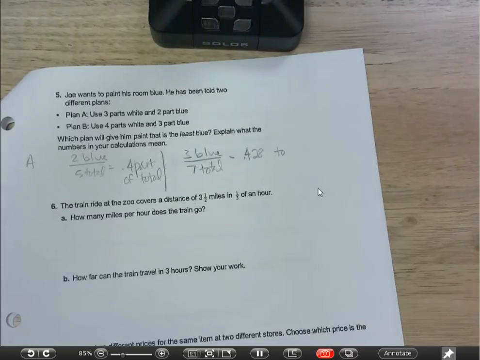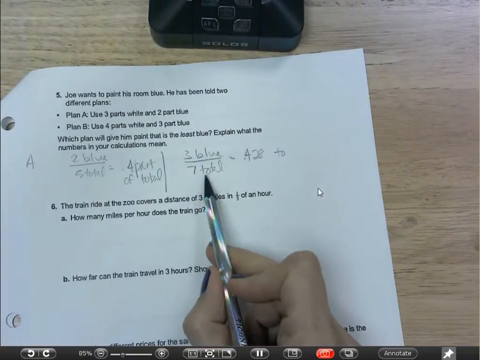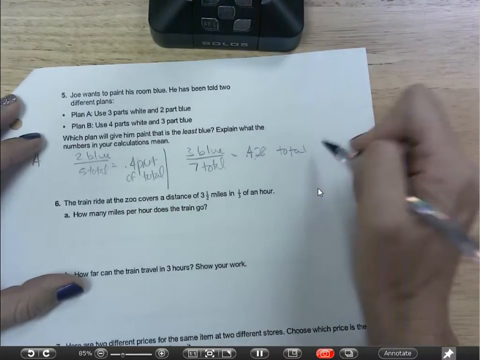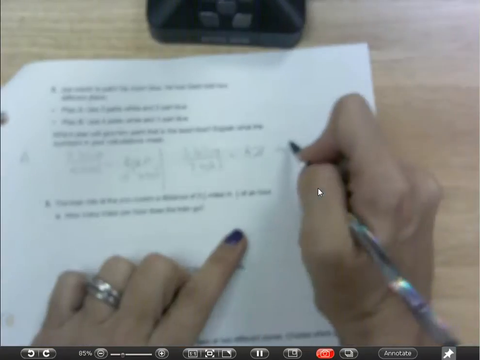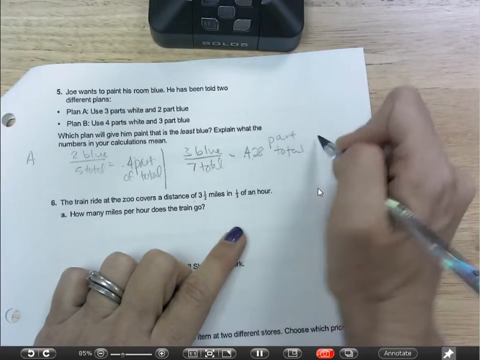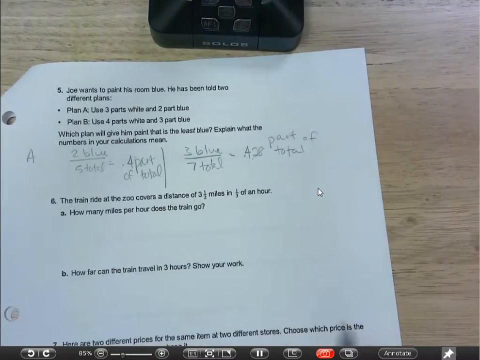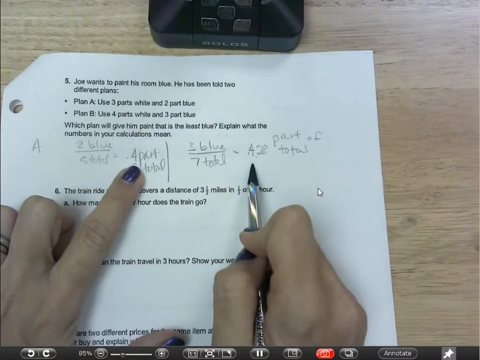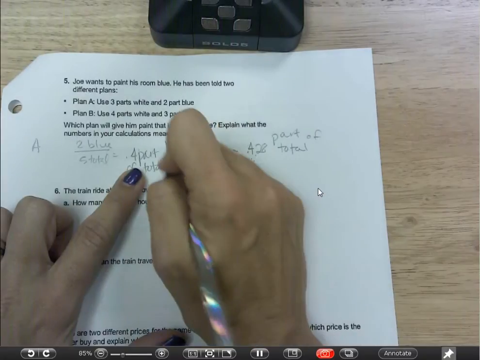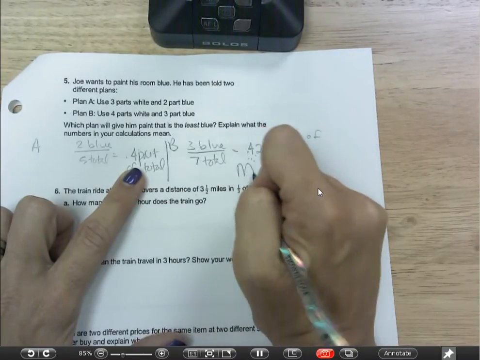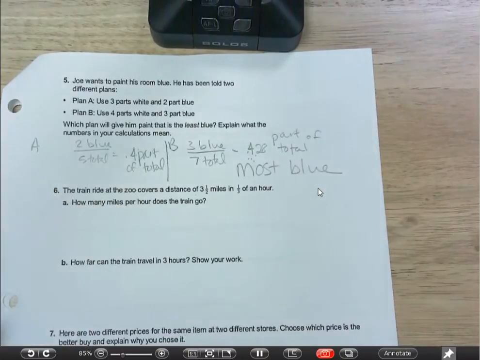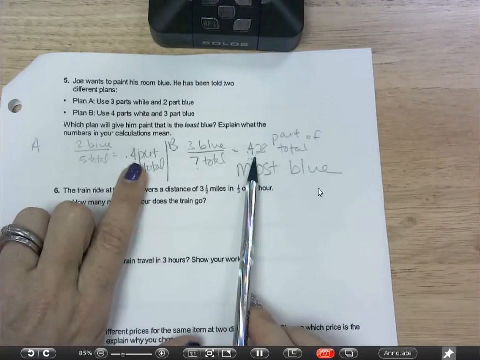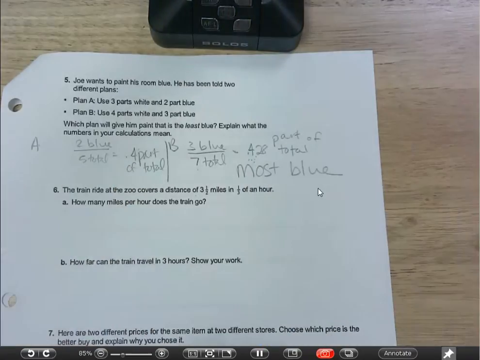So when I did 3 parts blue divided by 7 parts total, that gave me 0.428 of the total is blue. So that means when I compare these two, 0.4 and 0.428, which one's bigger? 0.428. So that means that mixture B was the most blue. So I found the part out of the whole and then found out the decimal equivalent of that whole mixture that was blue.